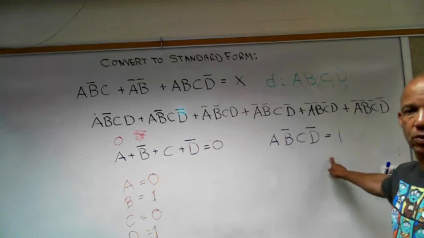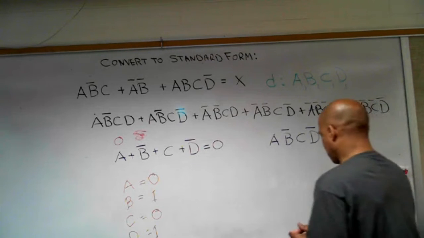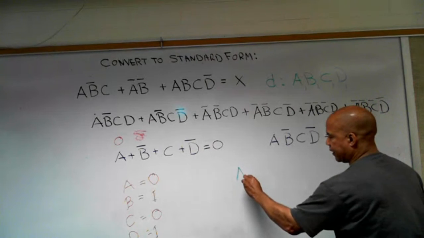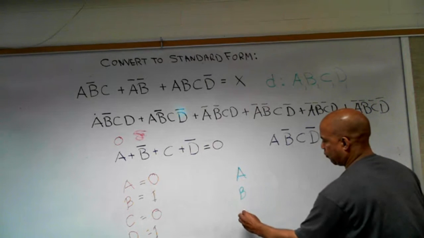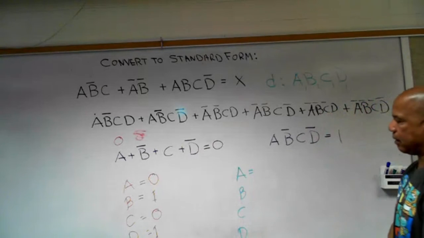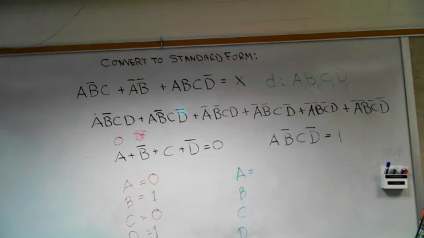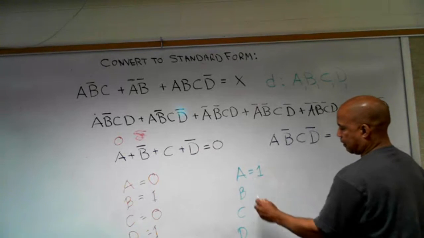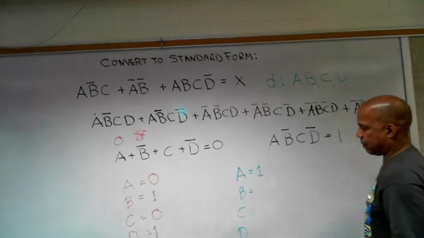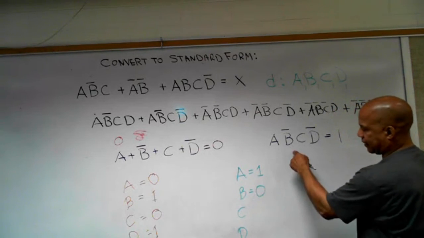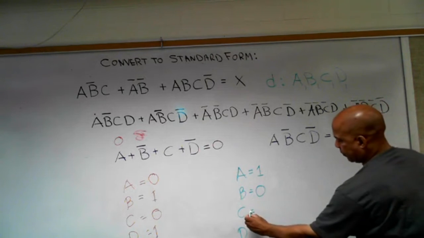What's important, though, is this one over here. In order for this one to be true, give me the value of A, B, C, and D to make this product term true. A needs to be a what? A 1. A needs to be a 1. B needs to be a 0, because I'm not in it. C needs to be a 1.